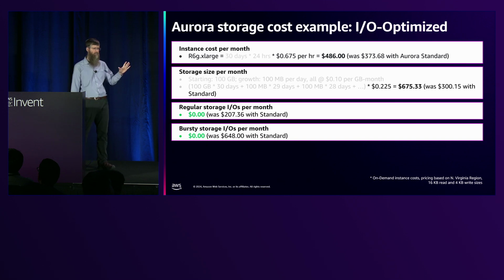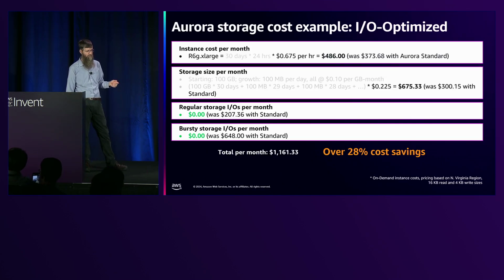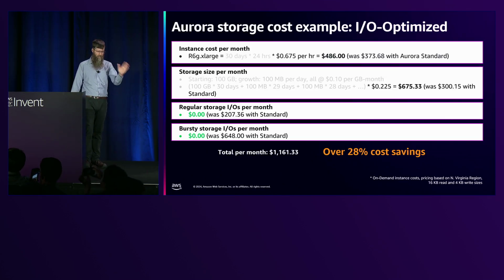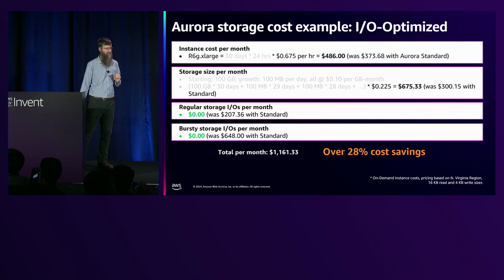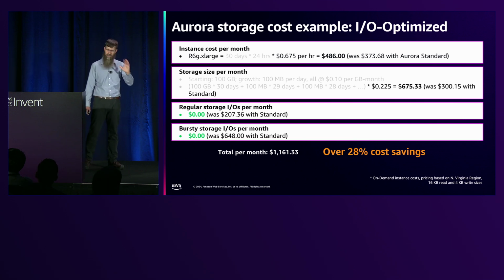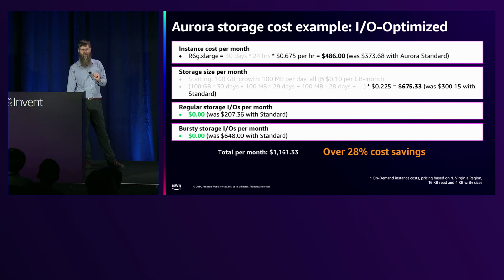Right? Now your storage IOs, the regular base load ones and the bursty ones, they cost you nothing because you're using IO optimized. And they're probably going faster too because you're using IO optimized. So adding this up, trust my maths or check me later, that's about a 28% cost saving. This is pretty typical. If you've got a fairly IO dominant application, IO optimized will save you money. We want you to switch to it.